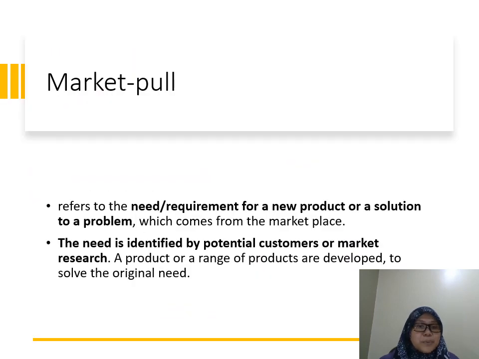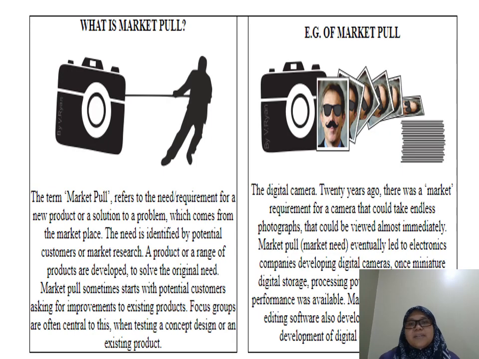Next is the market pull. Similar to what I've just said, it refers to the need or requirement for a new product or a solution to a problem, which comes from the marketplace. The need is identified by the potential customer or market research. A product or a range of products are developed to solve the original need. An example of market pull is the digital camera.